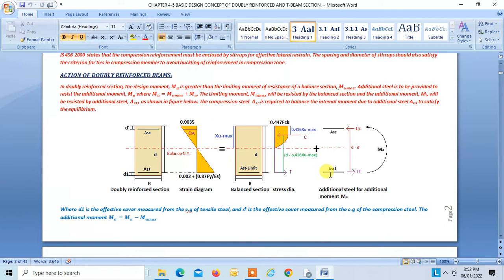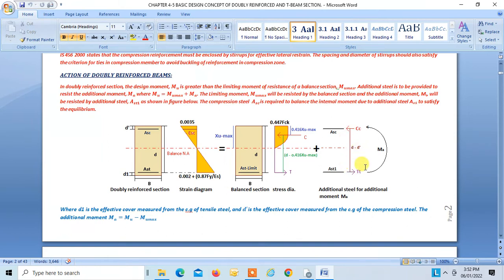Now, when you are providing steel Ast1, this will give us force Tt. So force Tt is equal to stress in the steel into area of the steel, and stress in the steel is 0.87 fy because this steel yields before collapse, right? So the force Tt is equal to 0.87 fy into Ast1. And the additional moment Ma will be equal to Tt into the lever arm, that is d minus d dash.